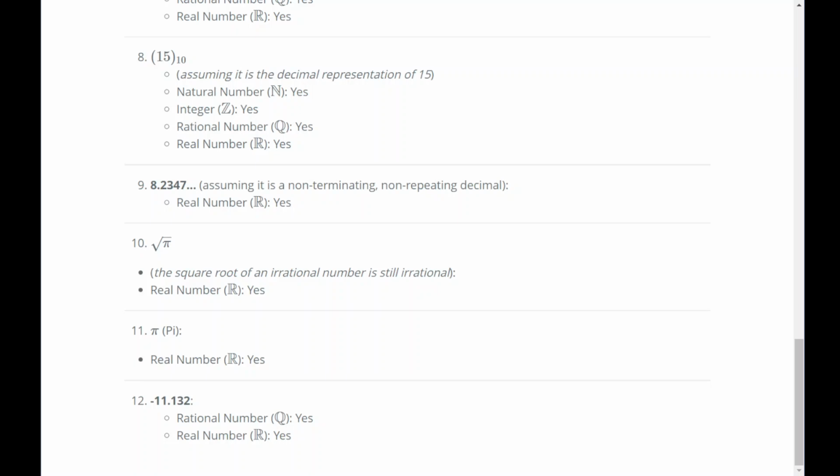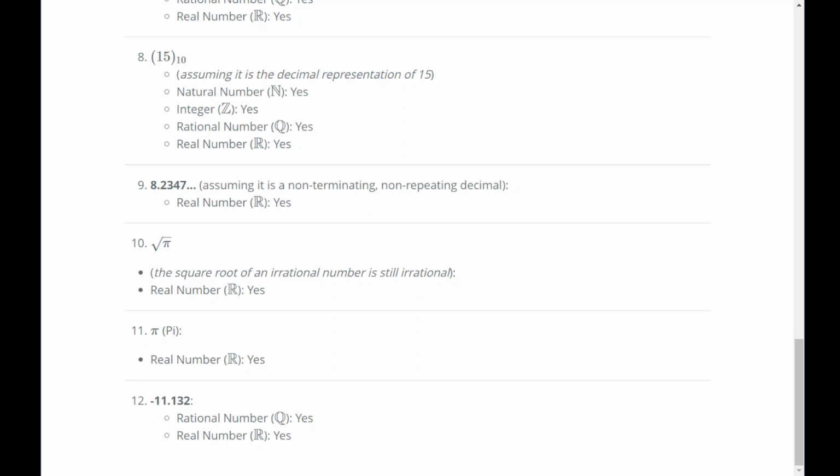We have pi and the square root of pi, and in both cases they are irrational numbers, which is to say they are not rational numbers. They cannot be expressed as quotients, as fractions of two integers. So in both cases they are real numbers, and that's all we are going to say about them.